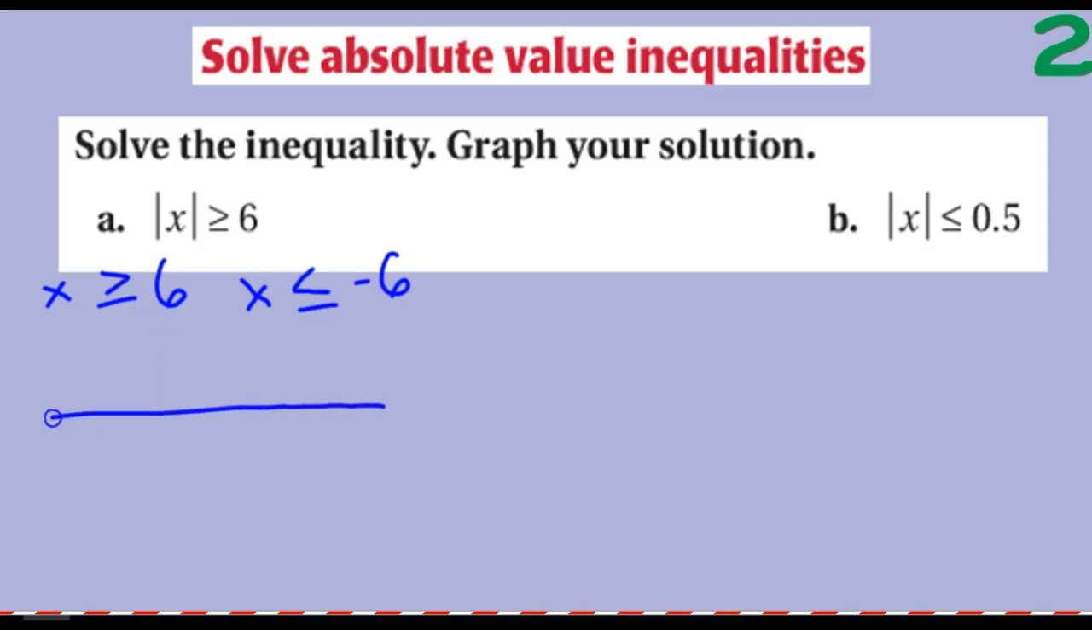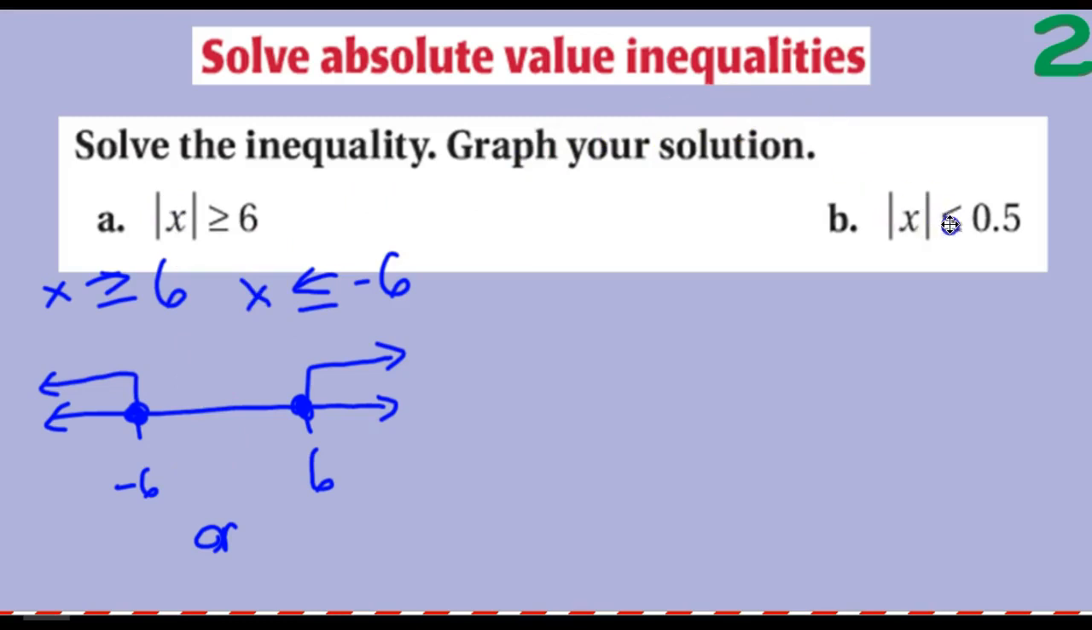So if we graph this, we have 6 and we have negative 6. The 6 has a closed circle, and that is pointing to the right. The negative 6 has a closed circle, and that is pointing to the left. So when I saw that I had this greater than sign, I immediately knew that this was going to be an OR inequality.